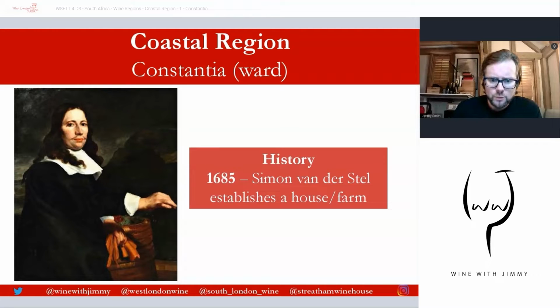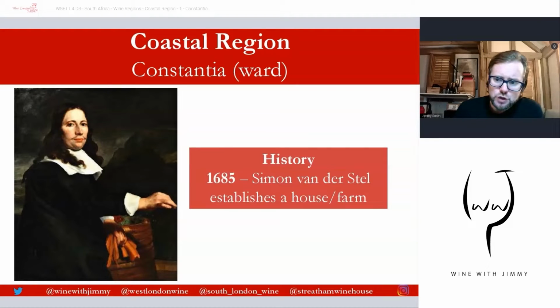Shortly after that, we have the first emergence of vines. The first governor of the Cape, Simon van der Stel, pictured here on the left-hand side, builds a house and uses the land to produce wine as well as other fruits and vegetables, and of course for cattle farming. He names it Constantia. And by 1709, at least 7,000 vines have been established, many of which were imported from Germany and elsewhere.